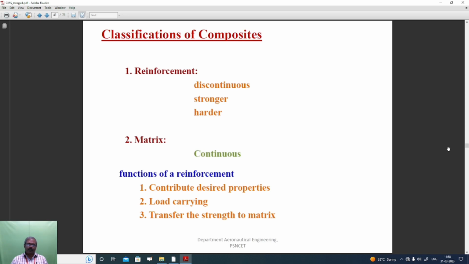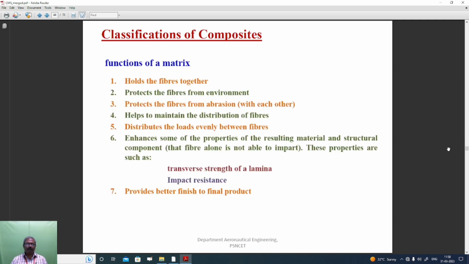Then further, we can classify the composites by the reinforcement, that is discontinuous, stronger, harder. In the matrix, continuous, discontinuous. Okay. The function of reinforcement is to contribute desired properties and load carrying capacity, and to transfer the strength to the matrix.